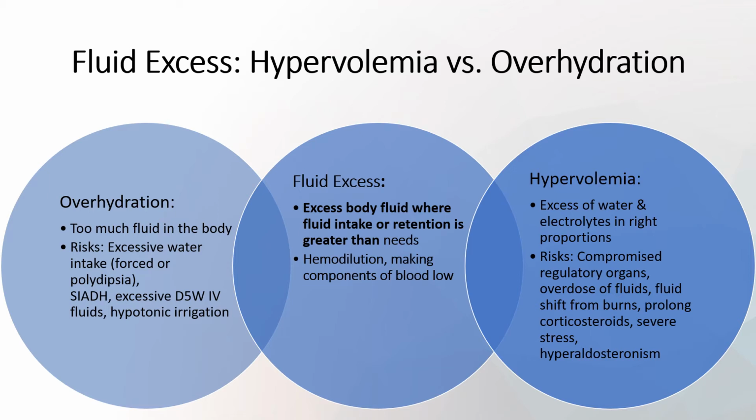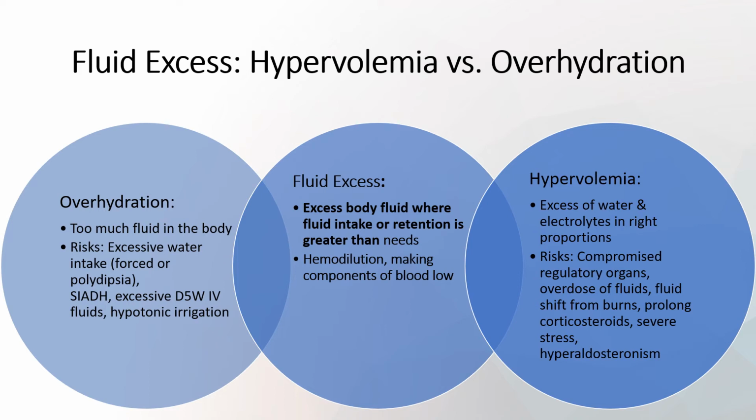We have then overhydration and hypervolemia. With overhydration, we have too much fluid in the body, such as with excessive water intake, either forced, where they're drinking way too much water, or they have polydipsia. They can have syndrome of inappropriate antidiuretic hormone. They may have excessive D5W IV fluids, or hypotonic irrigation can cause this. So there's just too much fluid in the body from some other source.